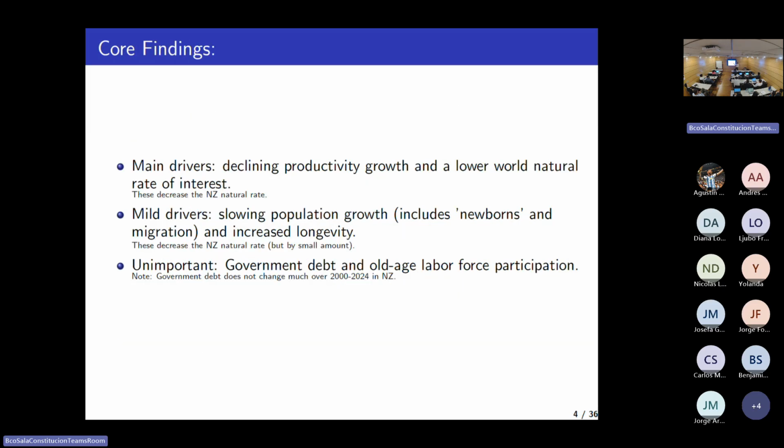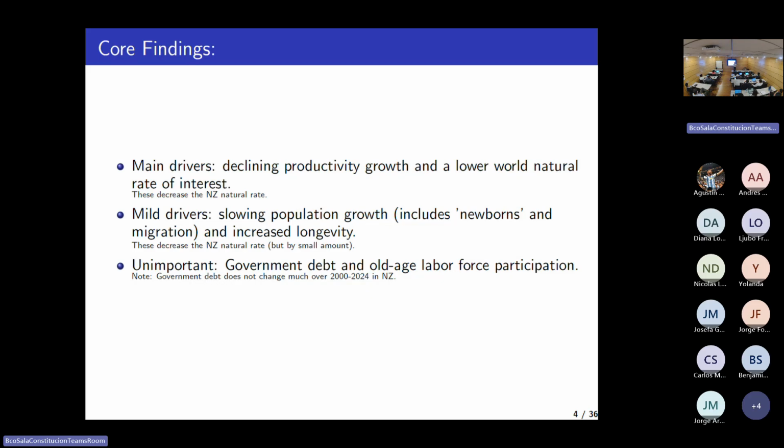Okay, so our core findings: the main drivers were declining productivity growth and a lower world natural rate of interest. In the middle, having some role but not an important one, was slowing population growth, which we break down into newborns, migration and increased longevity. And then the two that were unimportant were government debt and old age labour force participation. They're not doing 0, but you'll see later they're doing a tiny amount. The government debt result differs from a lot of papers in the literature, so it's worth pointing out that part of this is that government debt in New Zealand just doesn't change that much over this period.